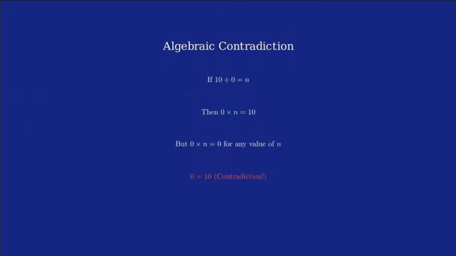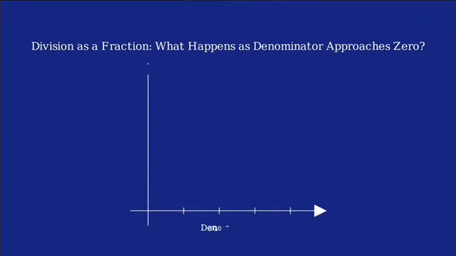Let's see the algebraic contradiction. If 10 divided by 0 equals some number n, then 0 times n should equal 10. But 0 times any number always equals 0, which means 0 equals 10. This is a contradiction.